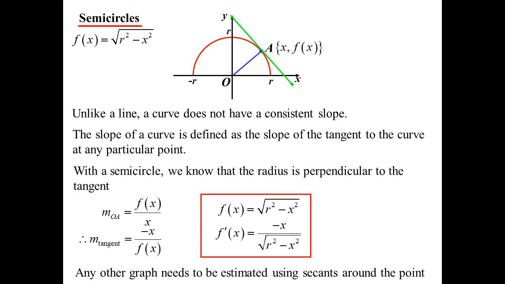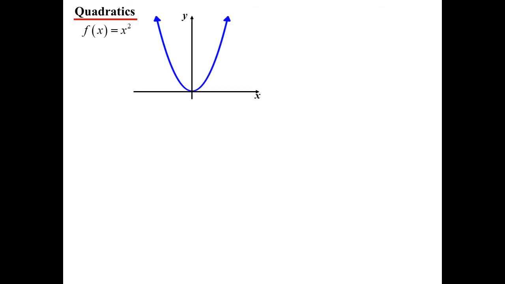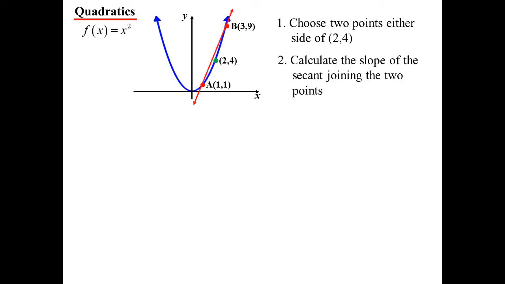But all other graphs, we're going to have a problem. And we can really only estimate using secants. So let's have a look at a quadratic, which of course is a parabola. Here's the most basic one, f(x) equals x squared. If I wanted to know the slope of the tangent at the point (2, 4), well, I'll choose 2 points either side of that to create a secant. And I'm going to use that to estimate the tangent. So there's 2 points. I've picked (1, 1) and (3, 9). Okay, if I find the slope of that red line, my secant that I've drawn in, that turns out to be 4. So I'm going to use that as an estimate for the slope of the tangent.